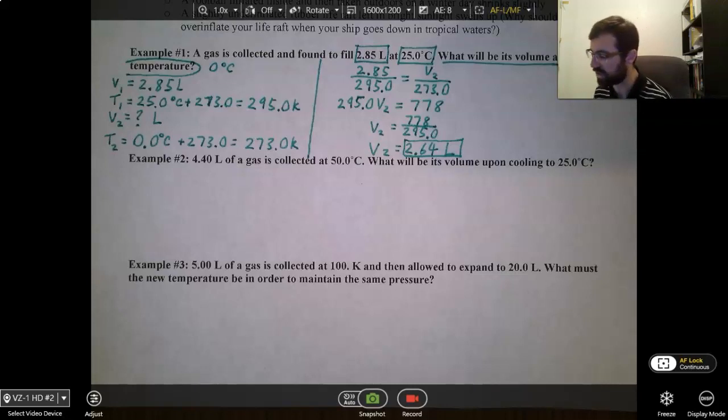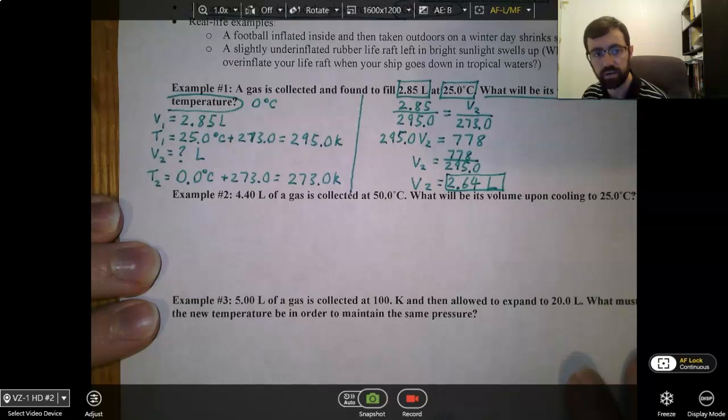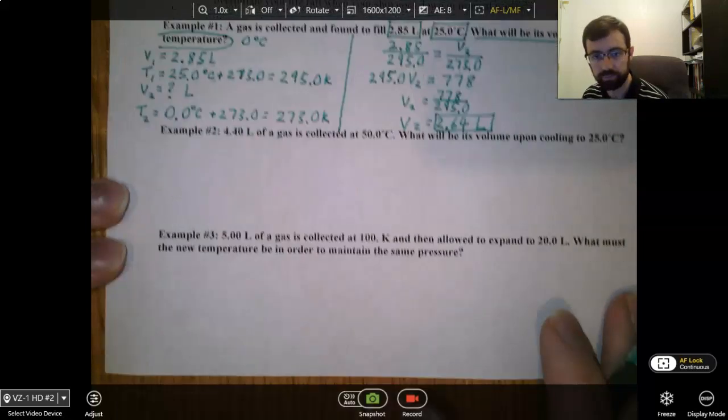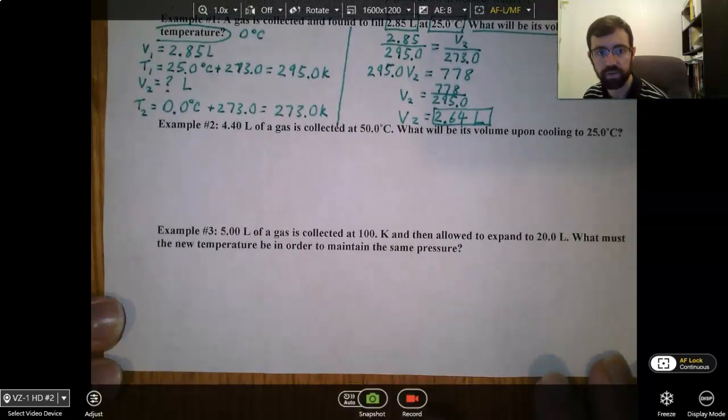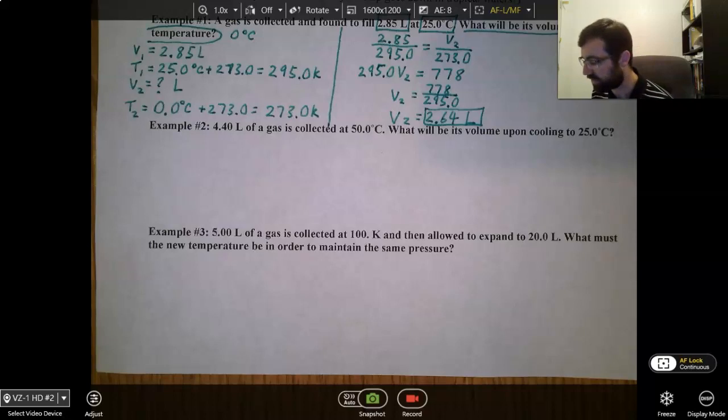This is actually just finishing up the practice problems on the Charles Law set of notes. So I want to go down to this second example problem. Okay, so our second example problem, we did the first one with the notes video.